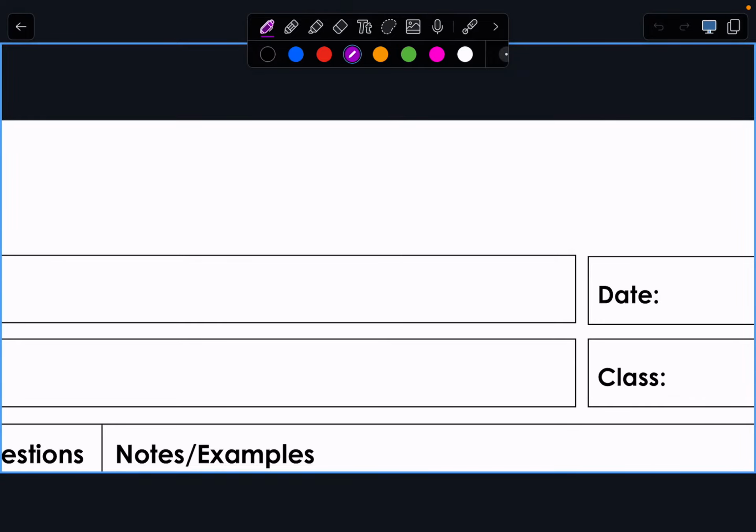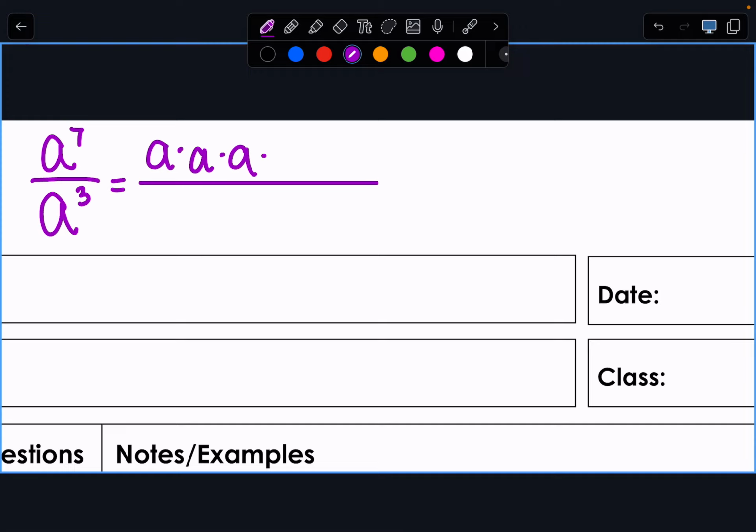This is what I see when I look at the warm-up that you just did. Okay? So I see some really good things. Your first question was a to the 7th divided by a to the 3rd. Okay? So I see that you multiplied 7 a's together in the numerator and 3 a's together in the denominator.